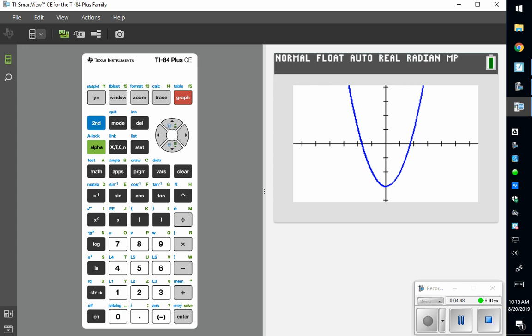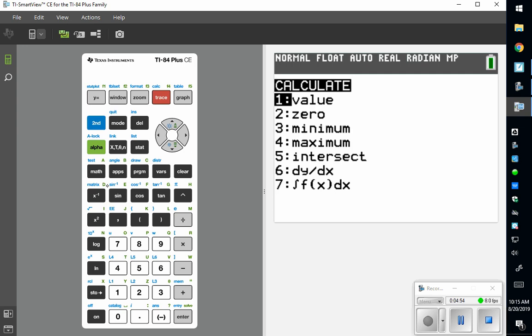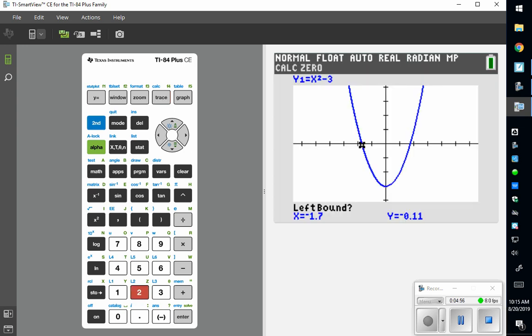Okay, let's find the other 0. Again, we go into the calculate menu, second, trace, choose number 2, zero. We want to be to the left of the 0 we're interested in, so perhaps right there. And then we want to be to the right of it, so move your cursor or type in a number. That's good enough. And then something in between for the guess. And there we have the coordinates of the other 0. Great.